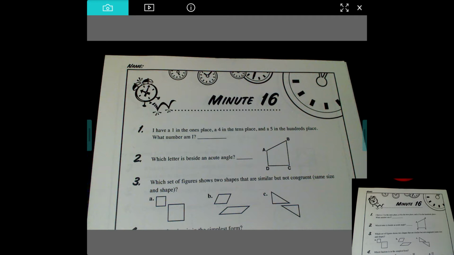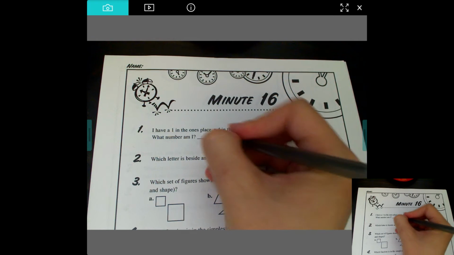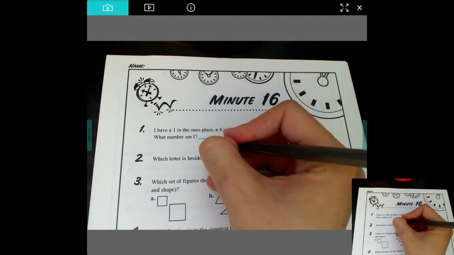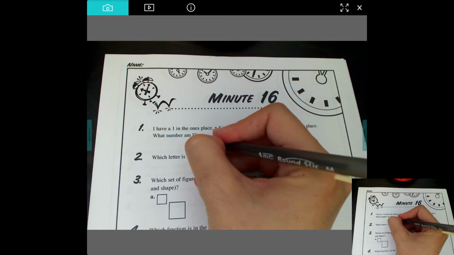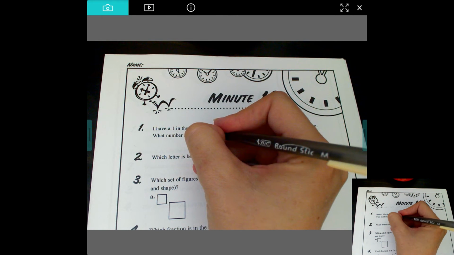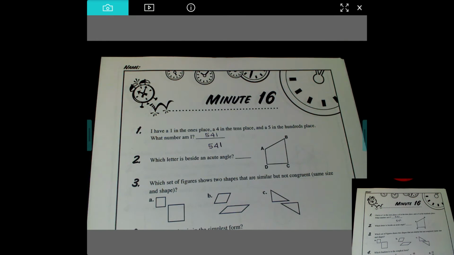So here we go, Math Minute number 16. I have a 1 in the ones place, so I'm going to just start writing this out. 1 in the ones place. A 4 in the tens place. Well, I know my tens place goes to the left of my ones place. And a 5 in the hundreds place, which goes to the left of my tens place. What number am I? I am 541.